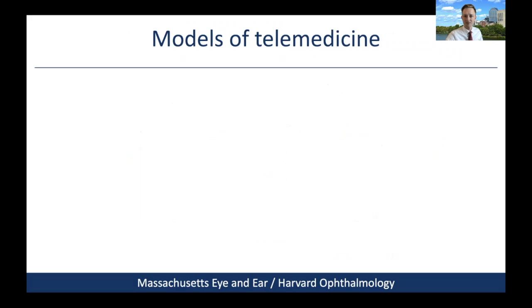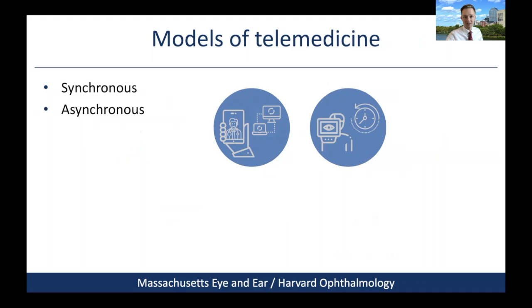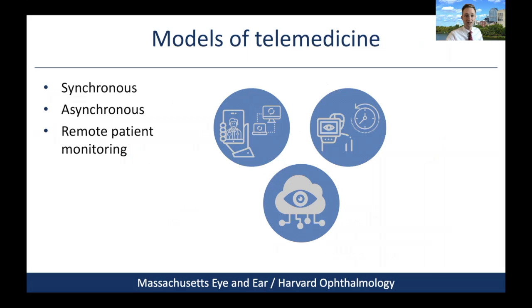So there are many models of telemedicine. The first of which is synchronous telemedicine, which is where you use something just like Zoom or Skype to communicate with the patient in real time. Asynchronous telemedicine is where an image or report is sent to an ophthalmologist for review. They interpret this asynchronously and send the report back to the patient or to the primary care doctor. There's also remote patient monitoring, where devices are used to monitor a patient in real time, sometimes in the home, and those results are sent to the ophthalmologist in real time for review.